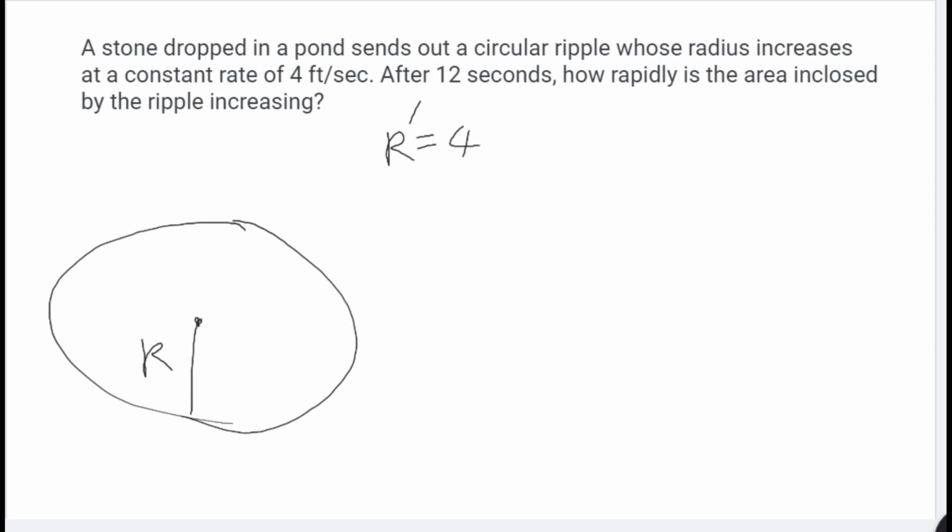What else? Area. As a matter of fact, we're supposed to find how fast the area increases. So A prime is the unknown rate. R prime is the known rate. How fast the radius increases, known. How fast the area increases, unknown. All right, it's a circular ripple.